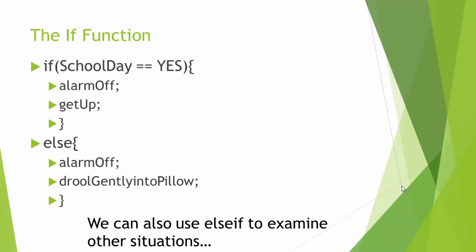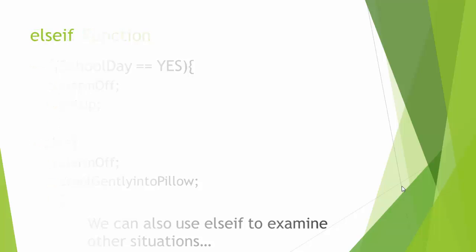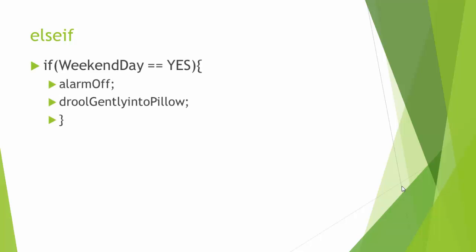We can also use something called an else if if there are more situations than just two. In this case, it's either a school day or it's not, right? Well, we can have our program examine things in more detail than just a yes or a no. We can have more situations, and we consider those with the thing called an else if function.